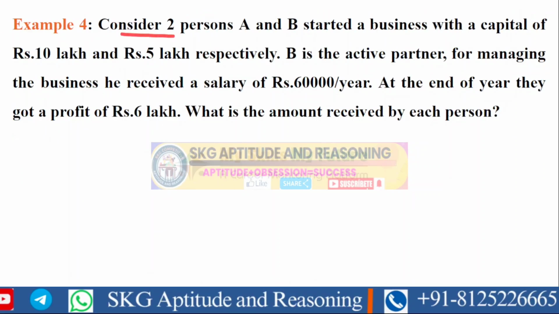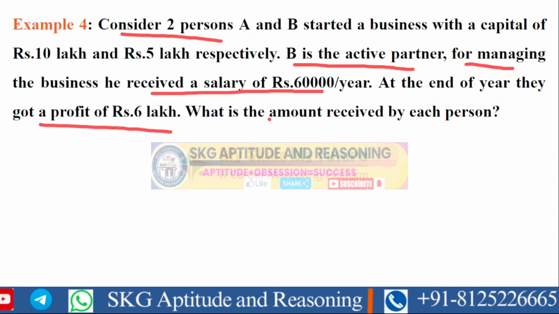Consider two persons, A and B, with a capital of 10 lakh and 5 lakhs. B is an active partner here, and for managing the business he will receive a salary of 60,000 per year. At the end of the year they got a profit of 6 lakhs. Then what is the amount received by each person? Among these two persons A and B, only B is the active partner and A is not an active partner.